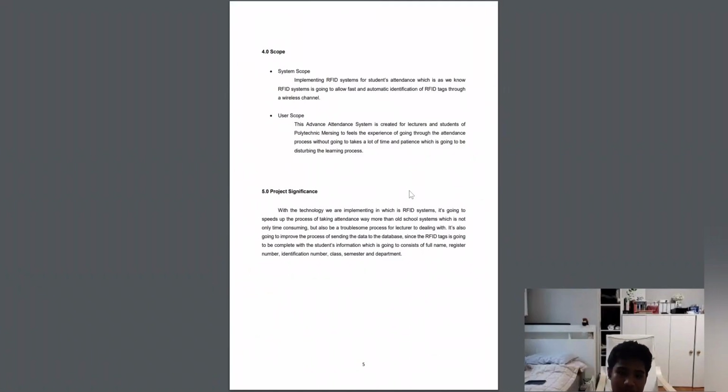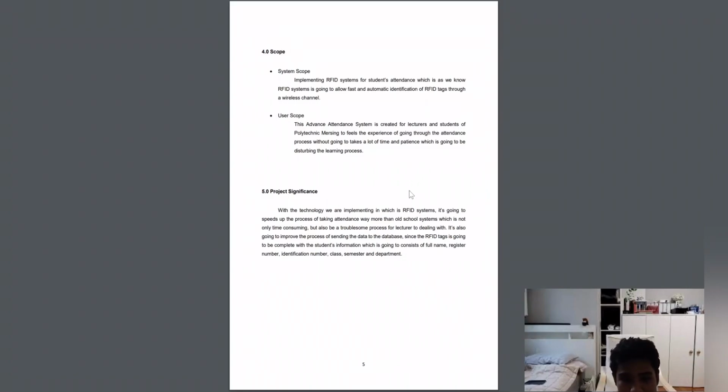Okay, for number 4 is scope. It has two types of scope, which are system scope and user scope. For system scope is implementing the RFID system for students' attendance, which, as we know, is going to allow fast and automated identification of RFID tags through a wireless channel. For user scope, this advanced attendance system is created for lecturers and students of Polytechnic Mersing to experience going through the attendance process without taking a lot of time and patience, which would disturb the learning process.